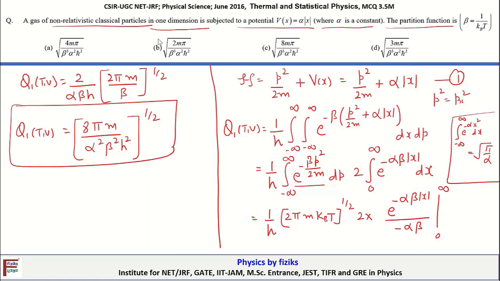Please note that there is a typing error here. C is the correct option, but this should be read as 8 pi m upon beta square alpha square h square, and not as h cut square. While typing, it was unfortunately written as h cut square. So therefore C is correct here.